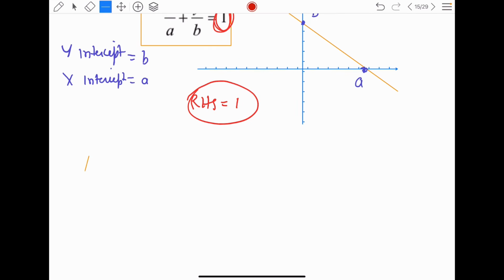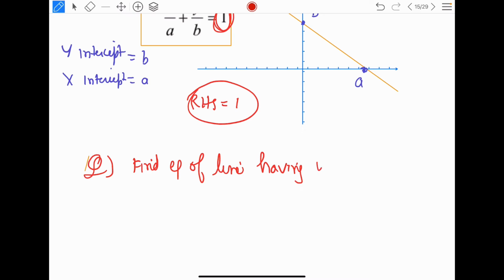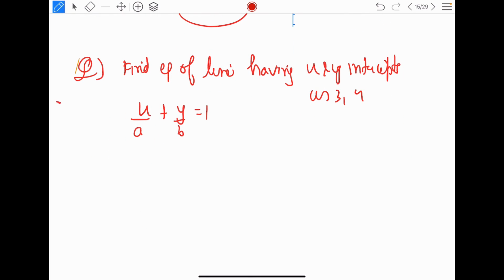So my question is, find equation of line having x and y intercepts as 3 and 4. So what is your equation? x by a plus y by b is equal to 1. Okay, x intercept is 3, so x by 3 plus y by 4, y intercept is 4, is equal to 1. That's your equation in intercept form.